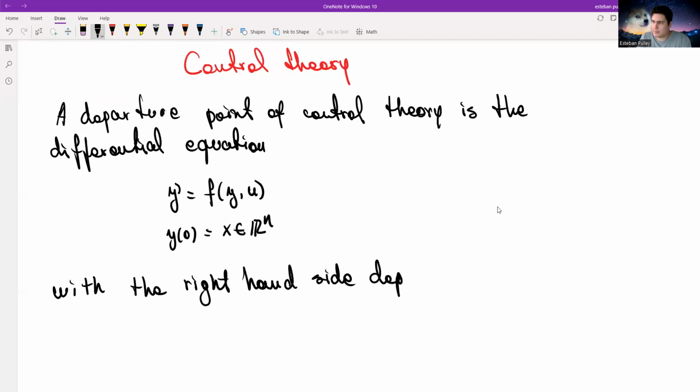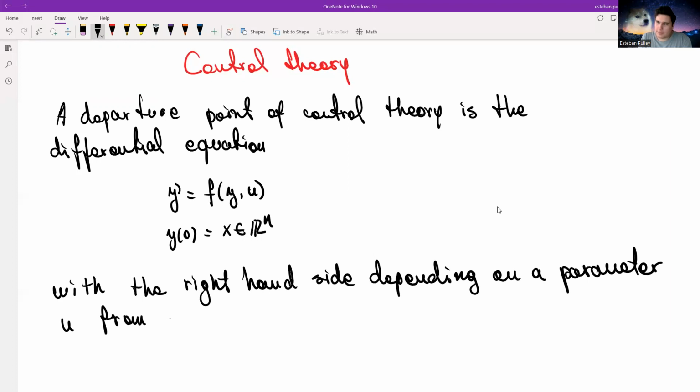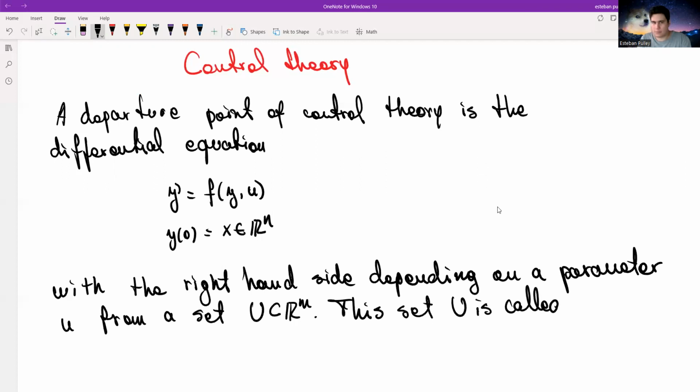depending on a parameter u from a set U uppercase, subset of Rm. This set U is called the set of parameters.